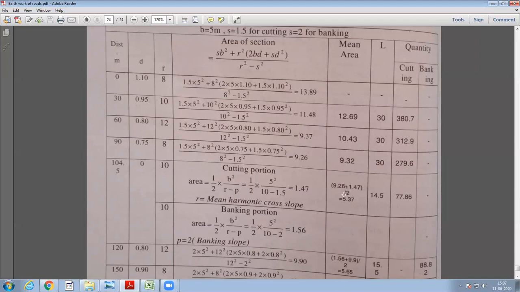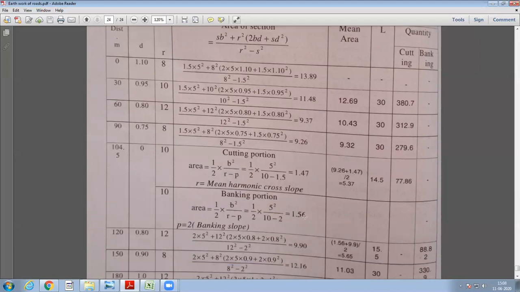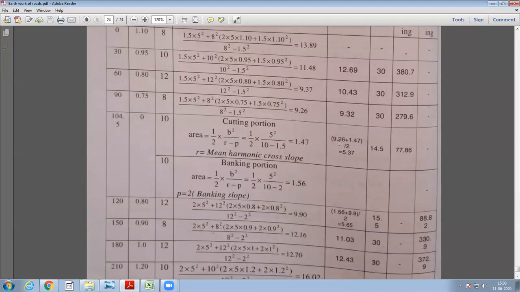Now here you have to observe, to get the mean area over here, 9.26 plus 1.7 divided by 2. Don't take the average of these two. You have to take the average of these two to get here, and the average of these two to get this value, and here it will be empty. Be careful. Don't take the average of cutting and filling. You should never take it. Either take the average of both cutting or both filling, not cutting and banking, whether it is depth or area.